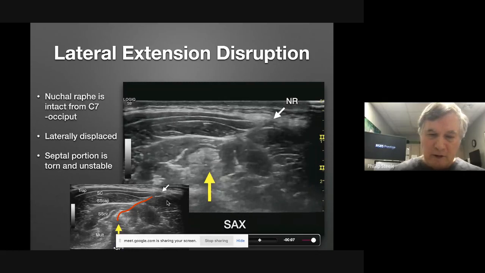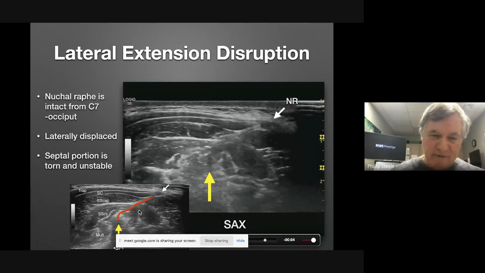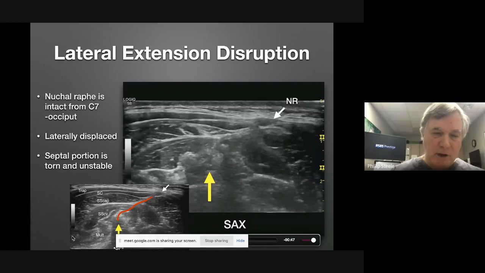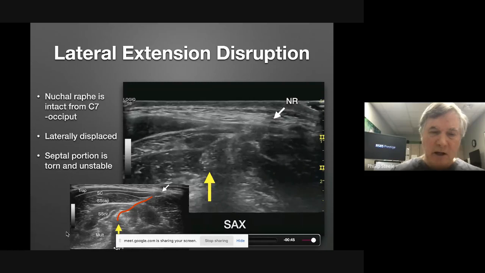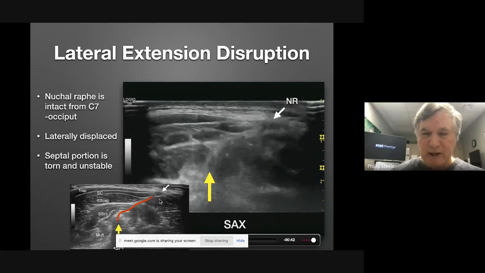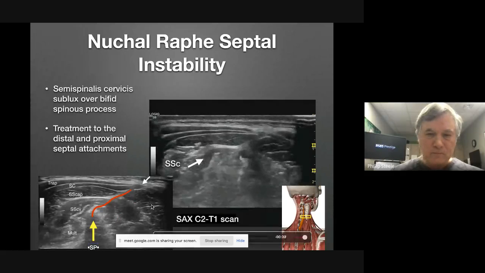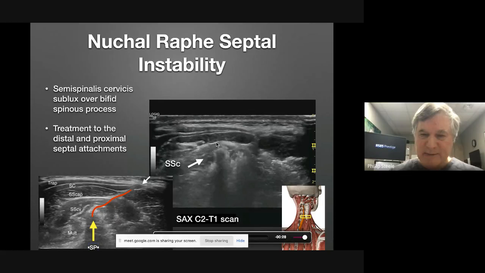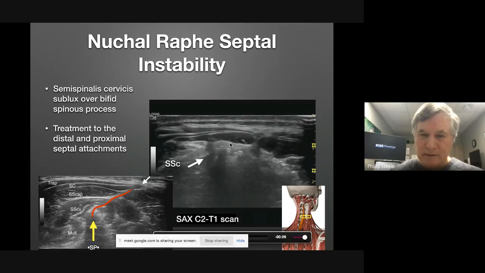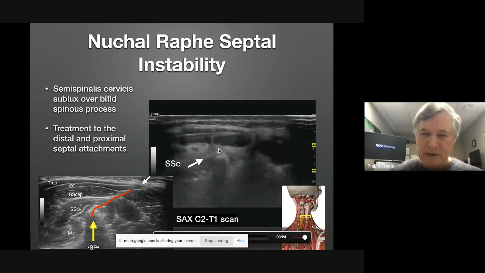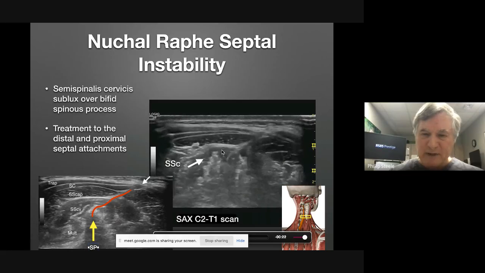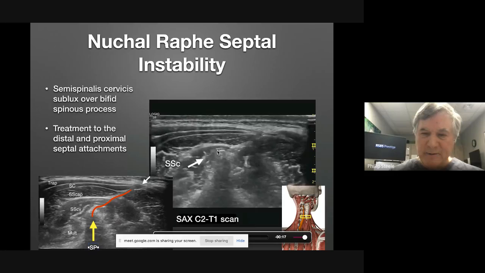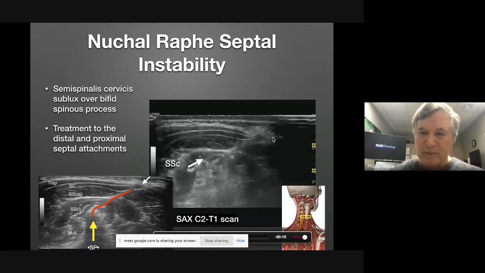Well, I would argue that the pretension of the system is intact on this side, and you've ruptured the lateral extension on this side, allowing the whole system to displace towards the right. And you can see even when I do this, this is semispinalis capitis. The muscle actually slips over the top of the spinous process here, creating a snapping sensation. So the crepitation that this patient feels when rotating their neck is related to this whole system being offline.